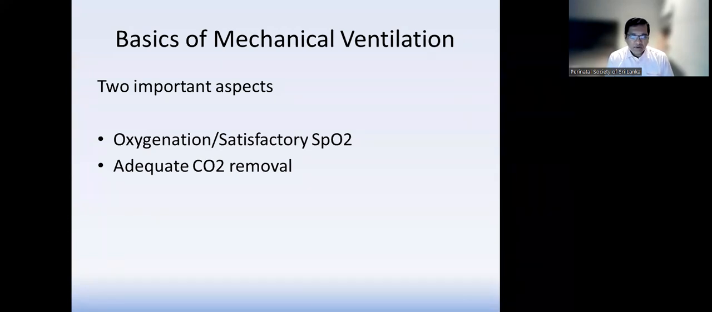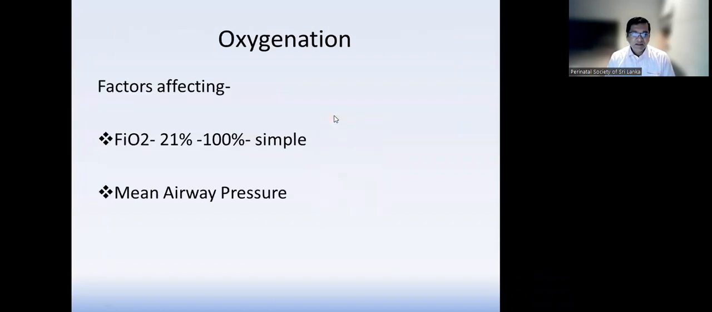So there are two important things when we ventilate any patient, it may be a newborn, pediatric patient, or adult. There are two things that we need to do from the ventilator. One is oxygenation, to maintain satisfactory saturation, and the other is adequate carbon dioxide removal. These two are the main aspects of mechanical ventilation. And when you talk about oxygenation, the factors affecting oxygenation will be FiO2.